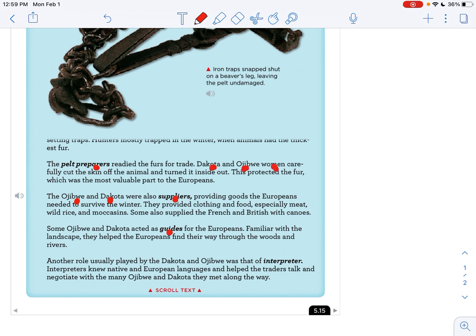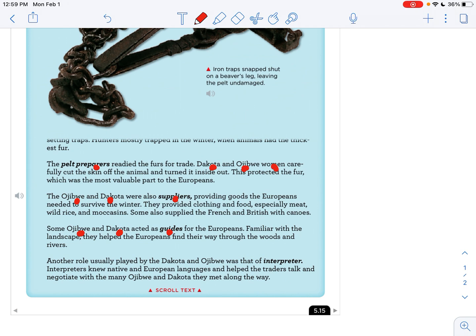All right, next we have the guides. Guides, some Ojibwe and Dakota acted as guides for Europeans. Familiar with the landscape, they helped the Europeans find their way through the woods and the rivers. So the guides were Native Americans.